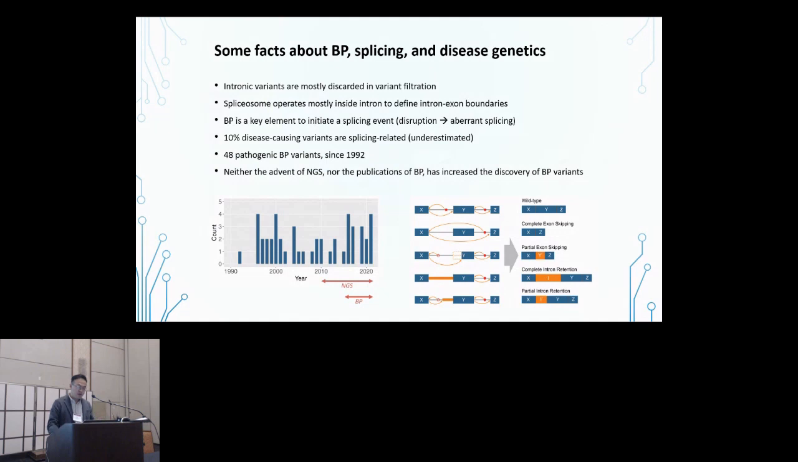But when we have such a BP variant, it may have a very severe impact on the gene product, including exon skipping, intronic retention, and alternative splice sites. It can be de novo, and it can be cryptic.